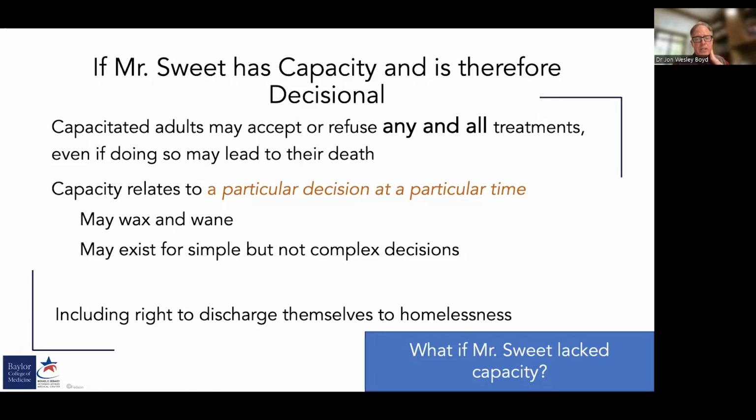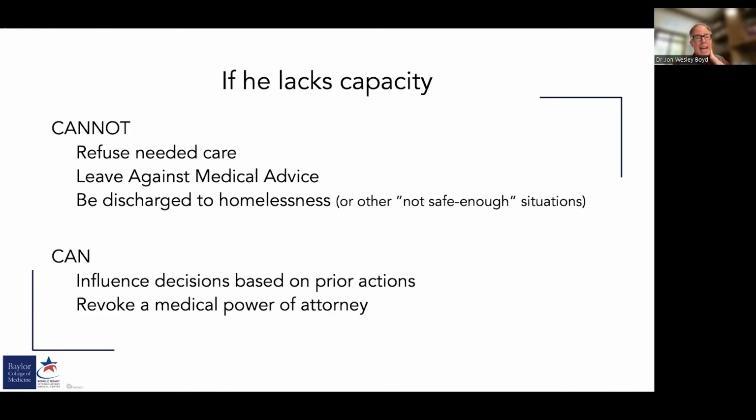Look at the question lower right. What if Mr. Sweet lacked capacity? Guess what? If he lacks capacity, he cannot refuse needed care. He can't leave the hospital against medical advice. So people leave hospitals all the time against medical advice. And the acronym for that is AMA. So they leave AMA all the time.